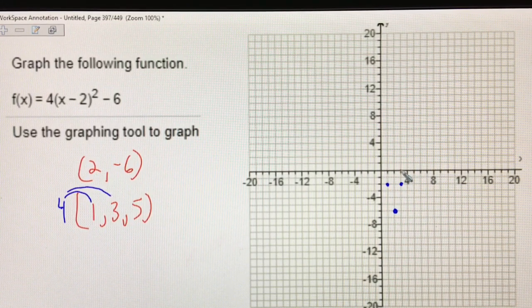Let's see if I can do it. This would be 2 plus 10 over 1. I need that spot there, I'm sorry. I'm going to go up 10 over 1. And it's going to be a very narrow parabola, almost like a needle.